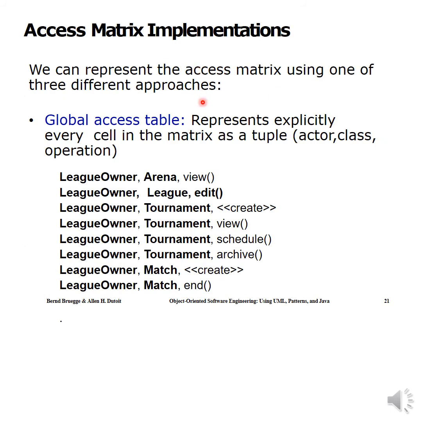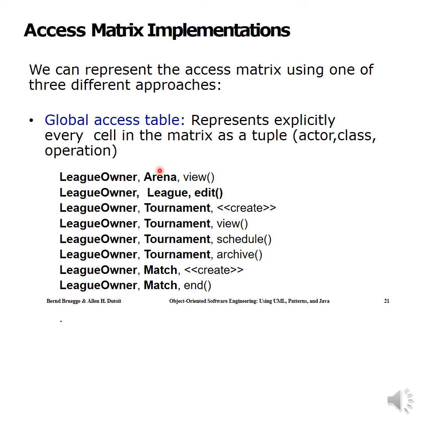So we can represent the access matrix using one of three different approaches. One is the global access table. It represents explicitly every cell in the matrix as a tuple, so actor, class and operation. Like this represents a tuple in the global access table.